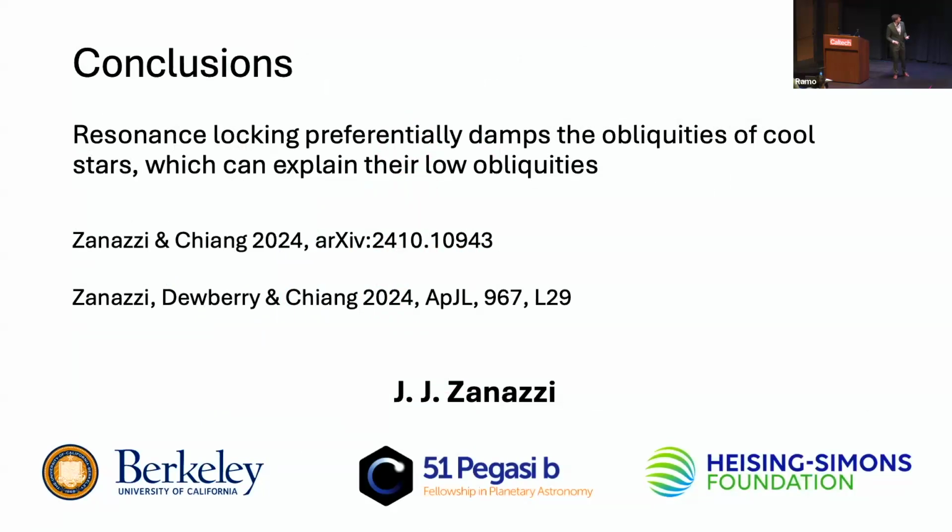So to conclude, resonance locking seems to be a promising way to explain why in hot Jupiter systems, cool stars have lower obliquities. So I'll take any questions.